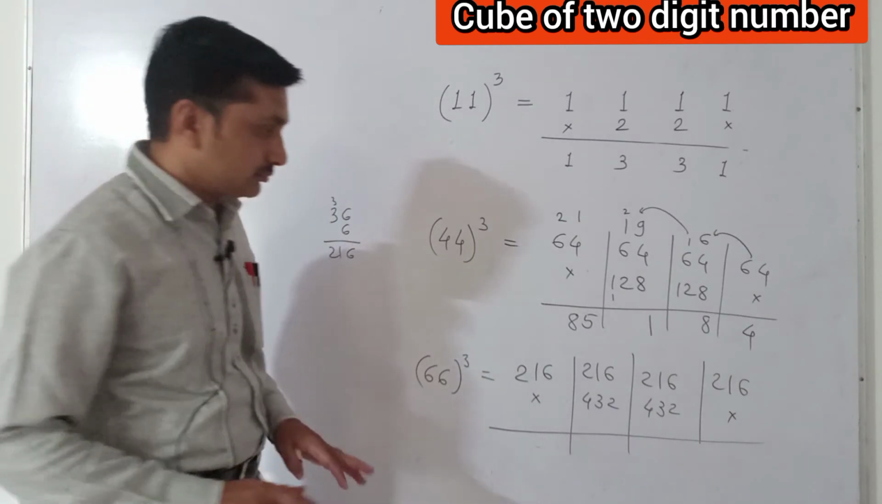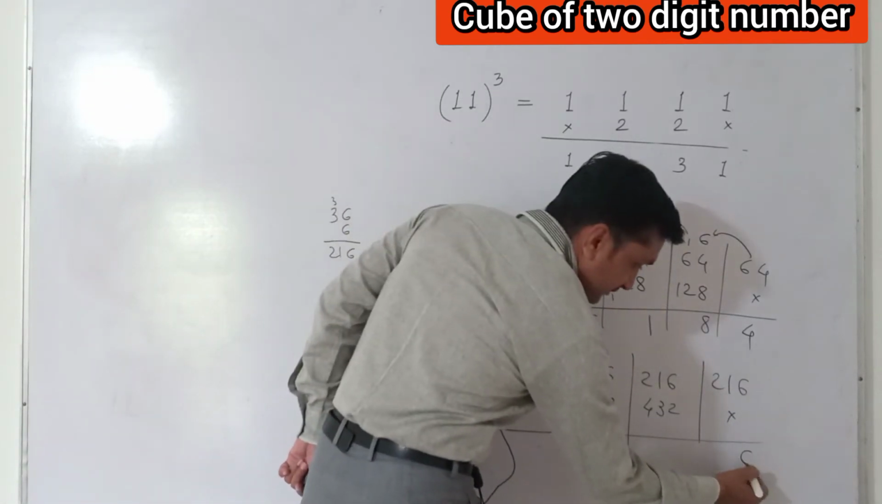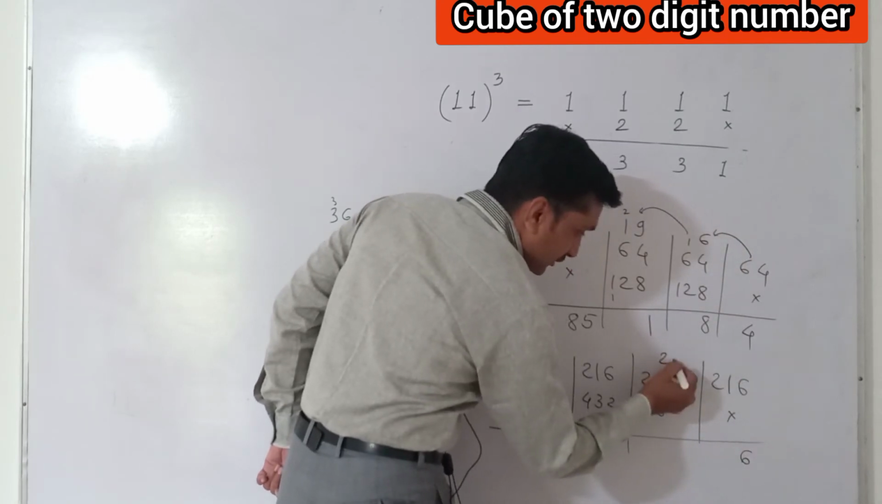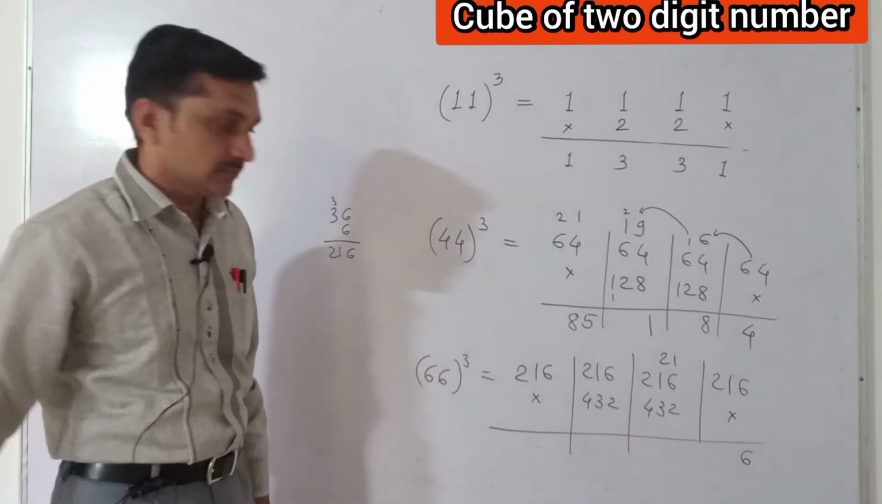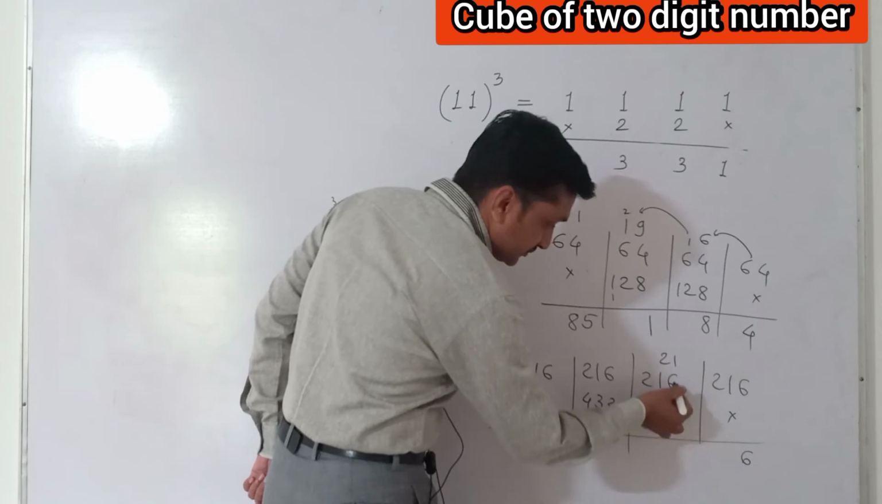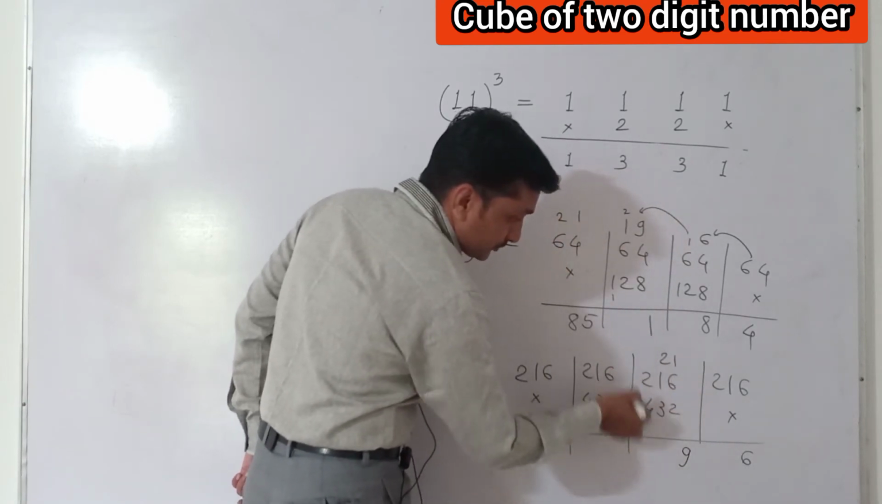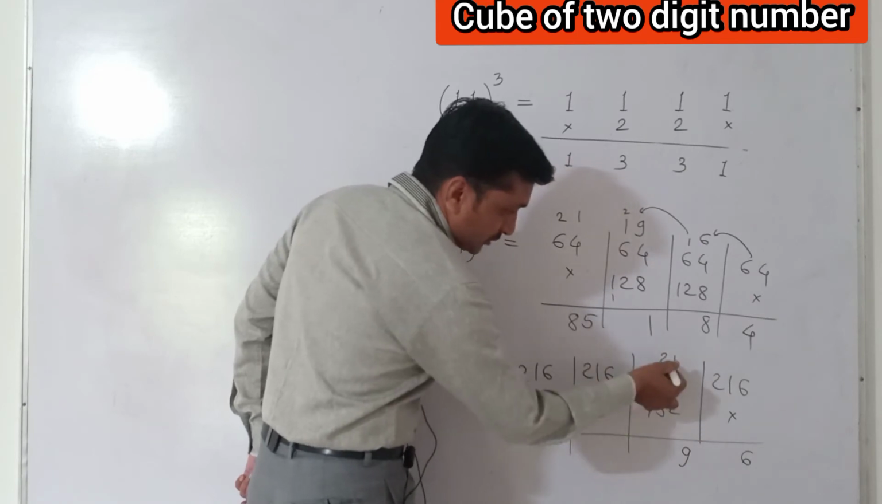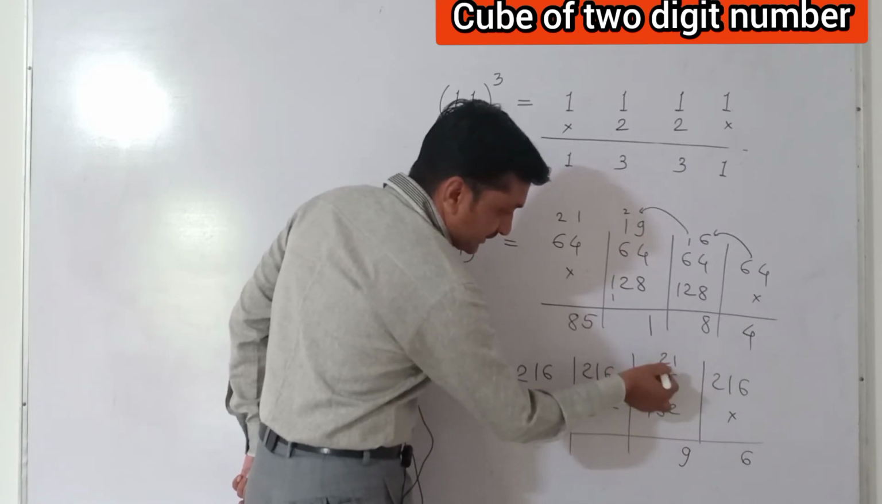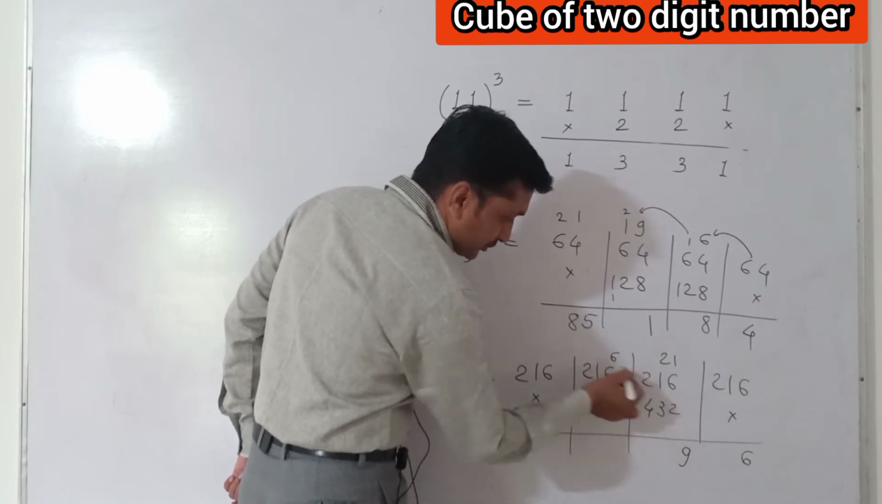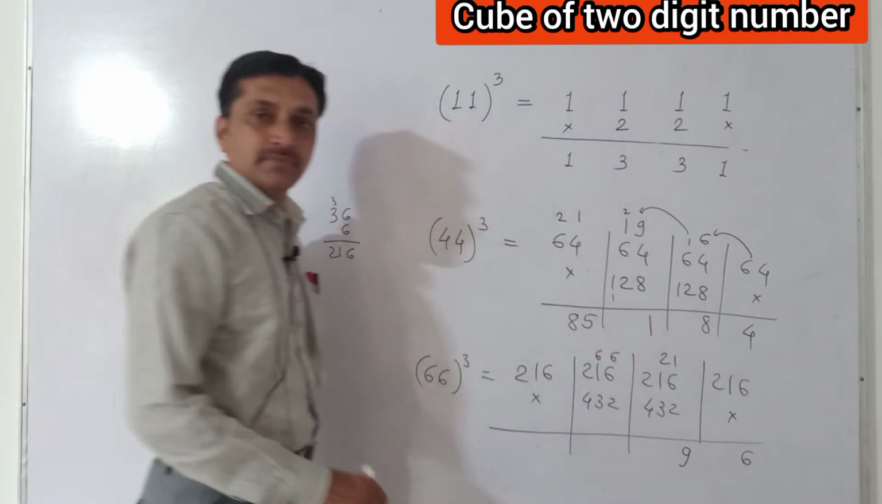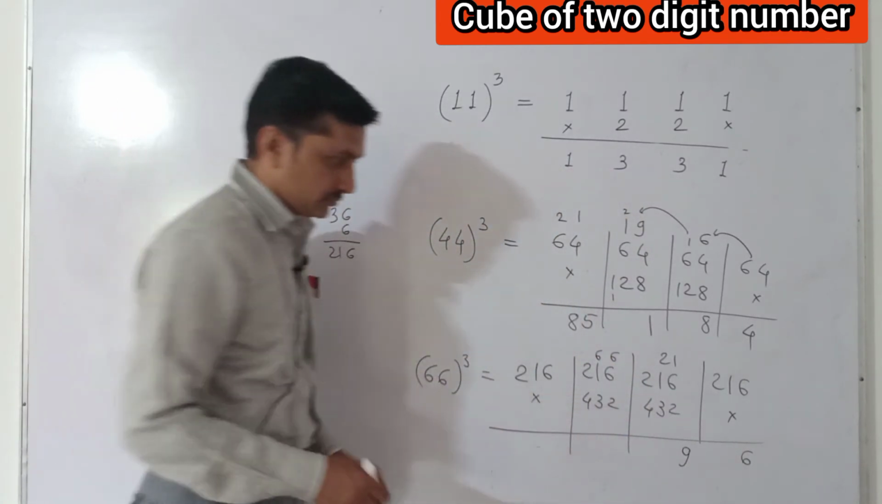Now in addition, take only one digit, 6. This 21 will come here. Addition of only unit: 6 plus 2, 8, 8 plus 1, 9. And addition of this will come here. 3 plus 1, 4, 5, 6. 6 here. 4 plus 2, 6 here. Only one digit you take down.